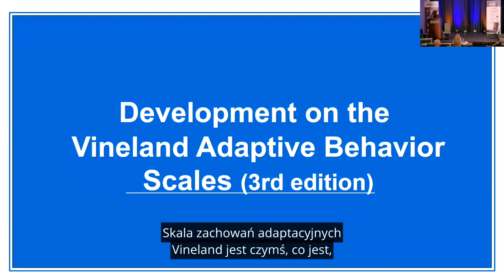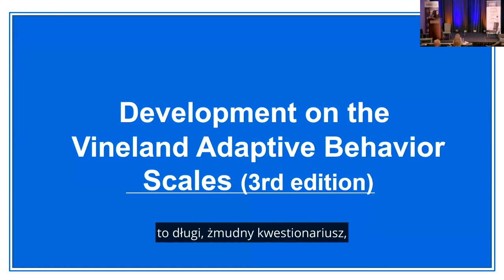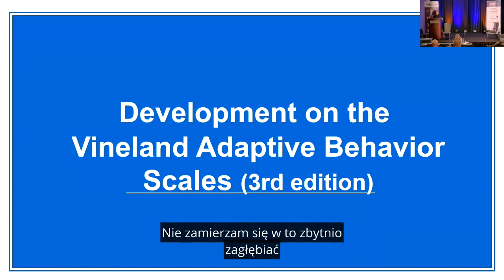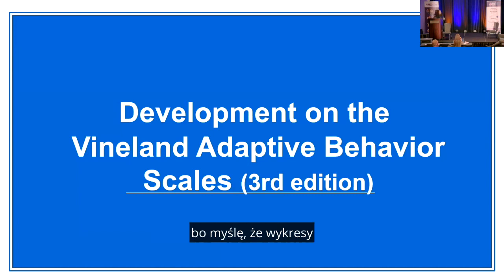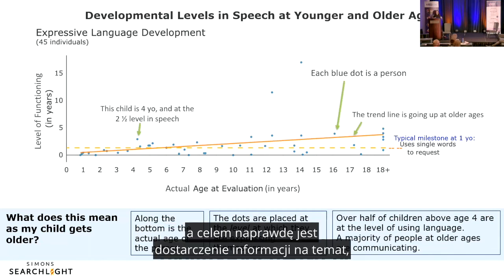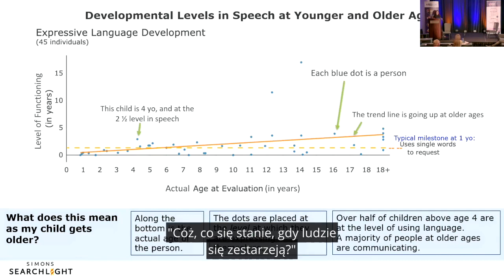The Vineland Adaptive Behavior Scale is a long, kind of tedious questionnaire, but it's very helpful. It's a caregiver report that gives information about the adaptive skills. Now, I'm not going to go too much into this because I think the graphs can get a little bit tricky to understand. I know it's really busy, but it's actually quite helpful. I think people understand where their children are. And the goal really is to provide information back about what's going to happen as people get older.